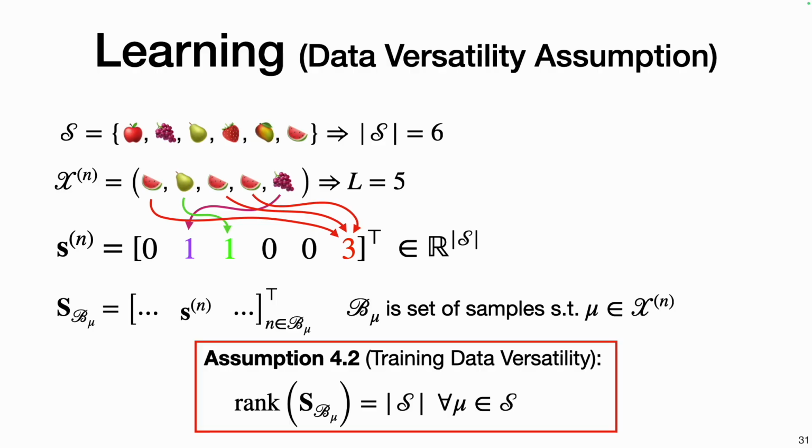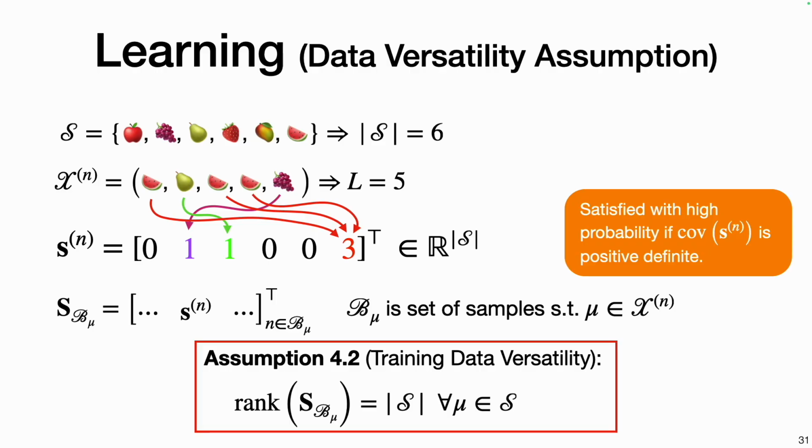Now our assumption is that for any such element from the training data, the data matrix is full column rank. I mean, this is very intuitive, right? To learn how entities interact, you need to see different configurations of them, such that different samples in this S of n vector you see are versatile. Actually, we proved that this assumption is satisfied with high probability if the covariance matrix of S of n is positive definite and the data samples are independent.